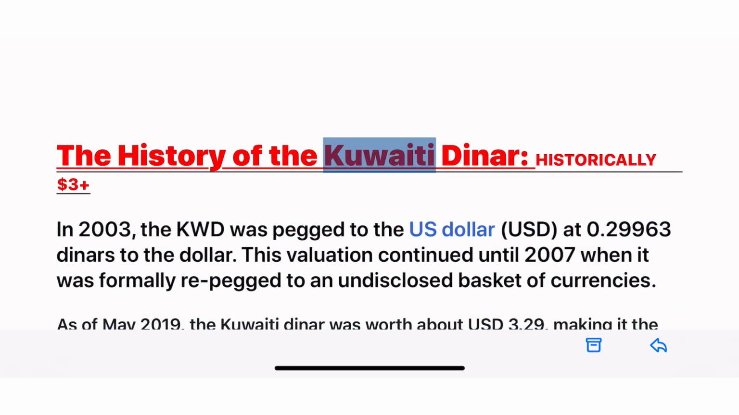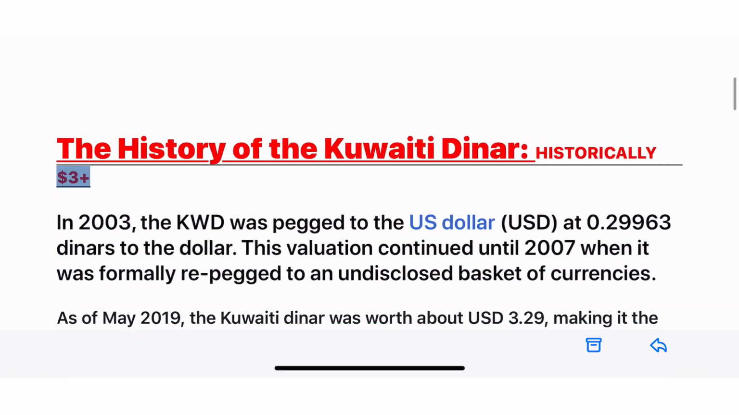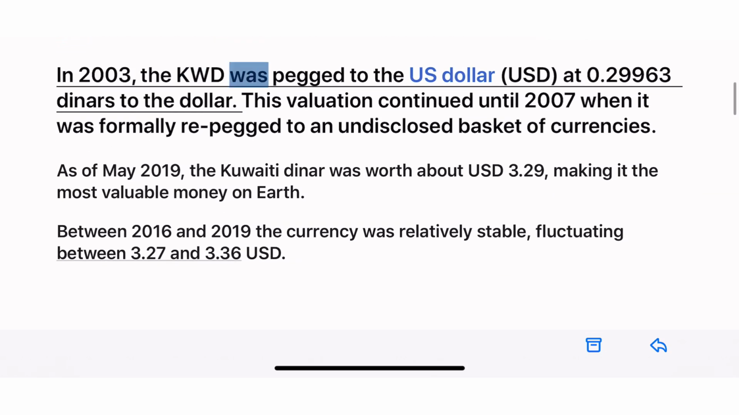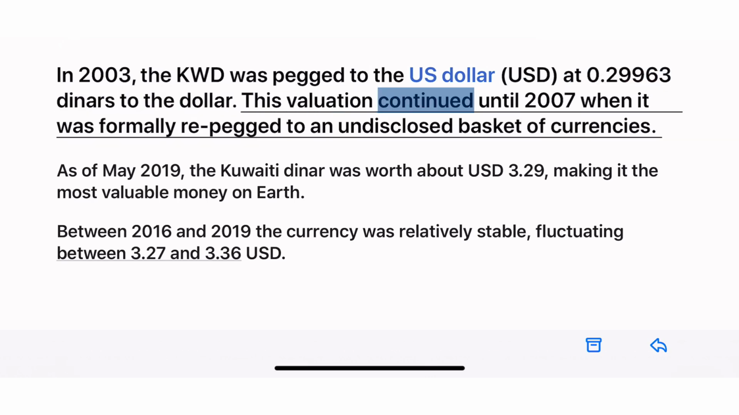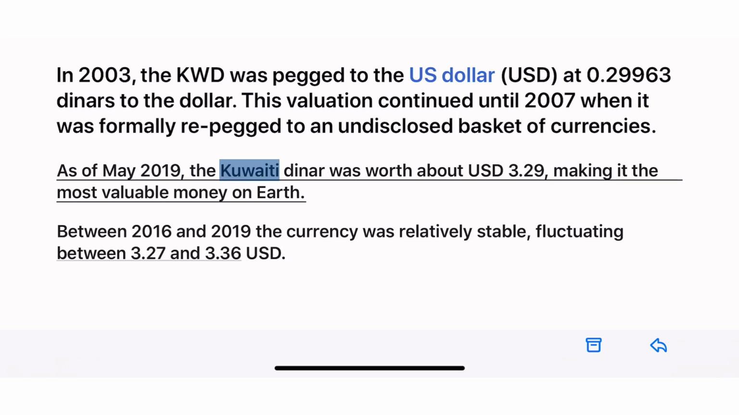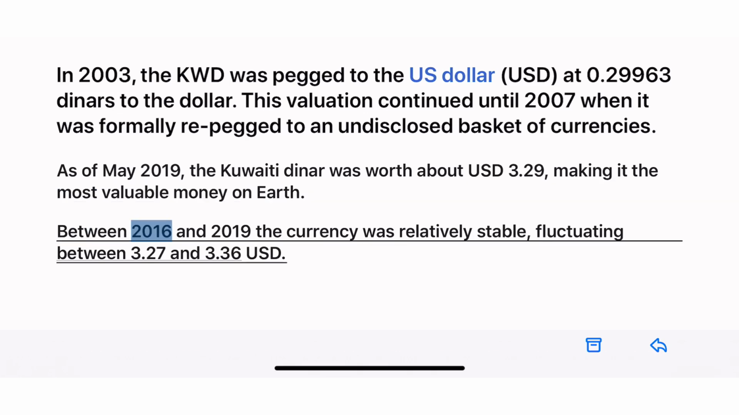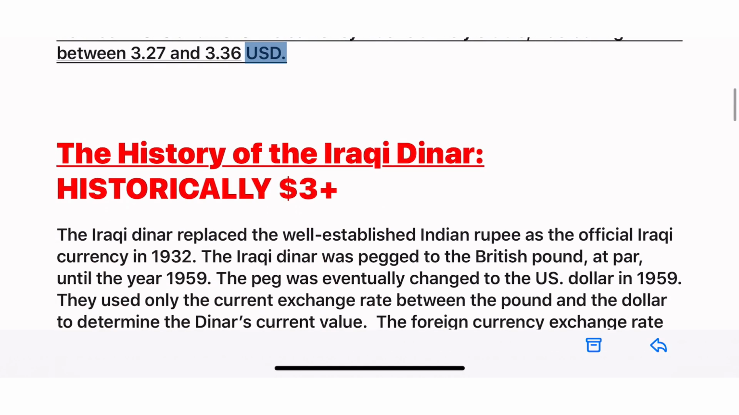The history of the Kuwaiti dinar, historically $3 plus. In 2003, the KWD was pegged to the US dollar, USD, at 0.29963 dinars to the dollar. This valuation continued until 2007, when it was formally repegged to an undisclosed basket of currencies. As of May 2019, the Kuwaiti dinar was worth about $3.29, making it the most valuable money on earth. Between 2016 and 2019, the currency was relatively stable, fluctuating between $3.27 and $3.36.